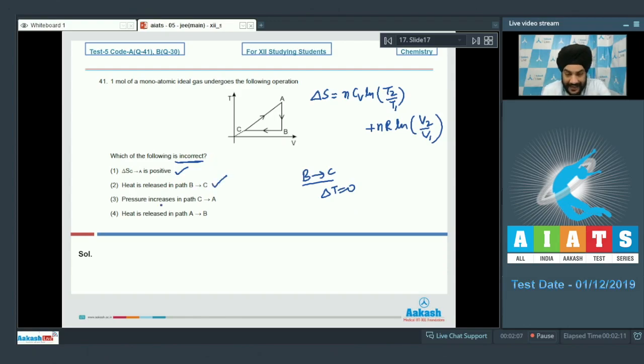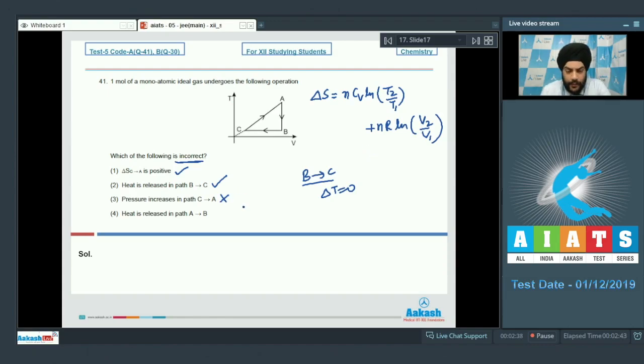If we talk about statement 3 now, pressure increases in path C to A, students. If we talk about the path C to A, we can clearly see that the slope of the straight line CA is constant. The slope of the T-V plot will be equal to P by nR, and since n and R are constant, students, the pressure will also be constant. So this is not a correct statement, students.